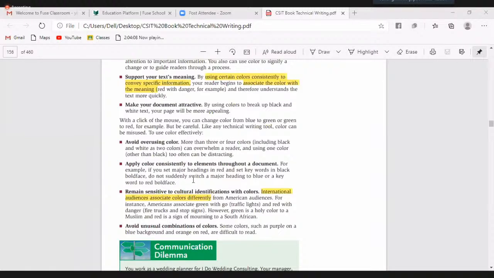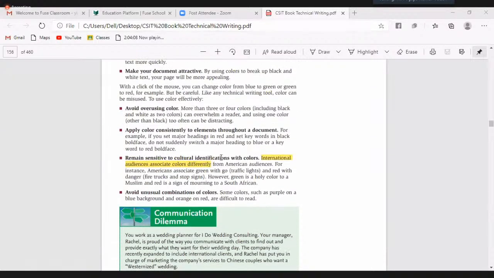Apply color consistently to elements throughout the document. Consistently, that we have already done. Colors must be consistent. Remain sensitive to cultural identification with colors. Colors also give an introduction to different cultures. For example, international audiences associate colors differently.